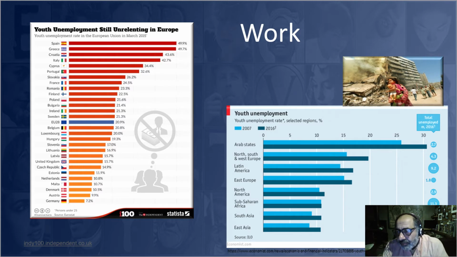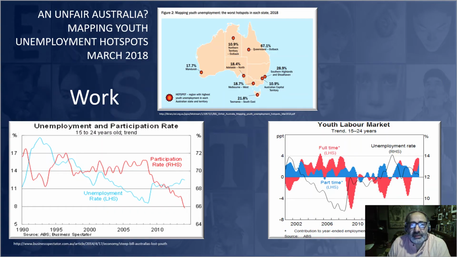I've put this picture up of a war-torn city because there's a significant amount of evidence to suggest that where you have high youth unemployment, particularly amongst young men, you also have the ingredients for disastrous situations. So war, or at least destabilisation, and high rates of unemployment. There's a correlation between the two that needs to be looked at.